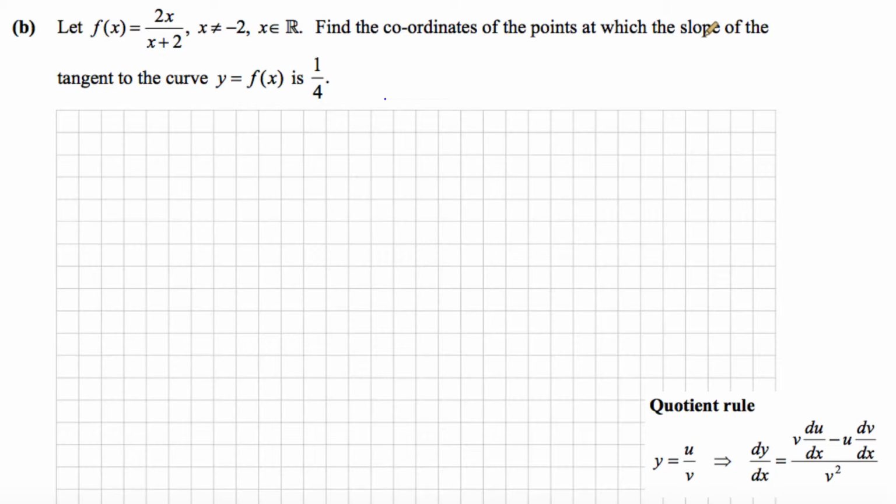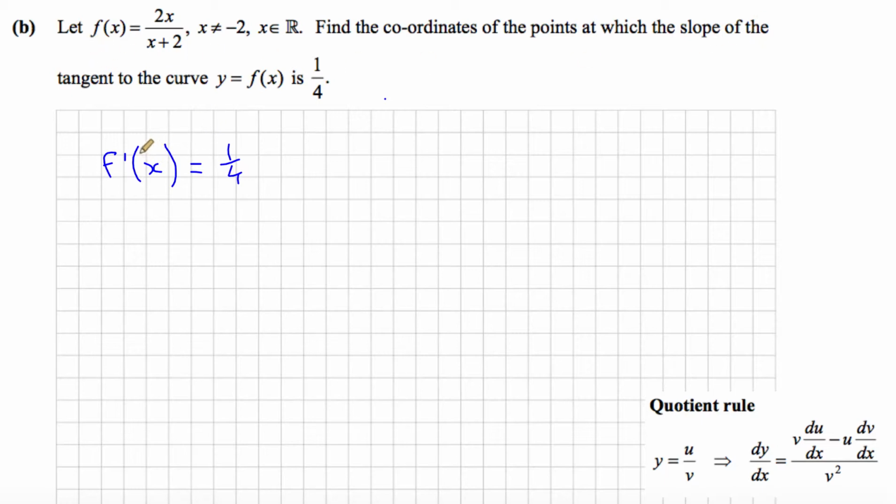So the slope of the tangent to the curve is the derivative, or f dash x. So we're going to let f dash x be equal to 1/4, because f dash x is the slope of the tangent to the curve.